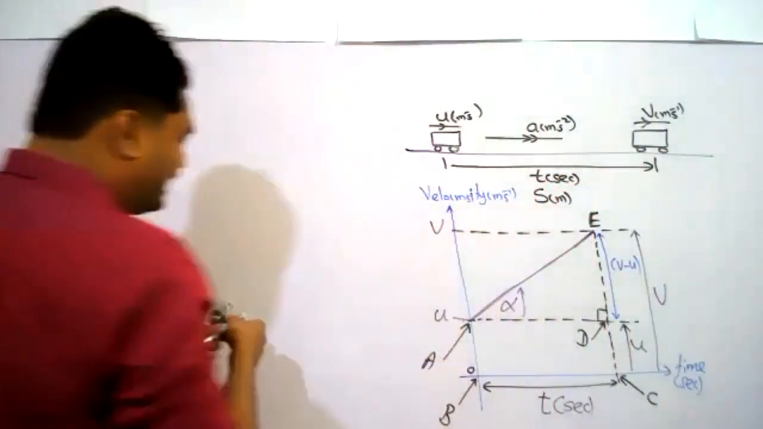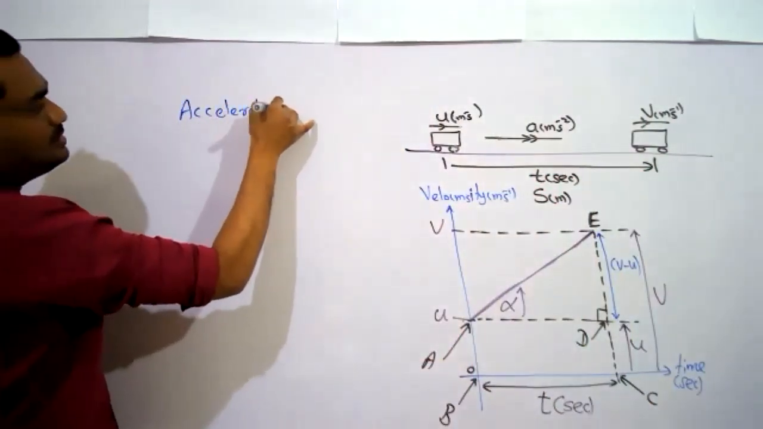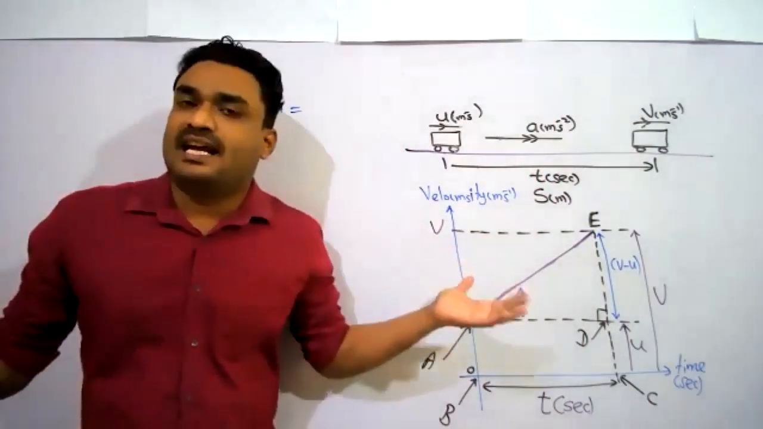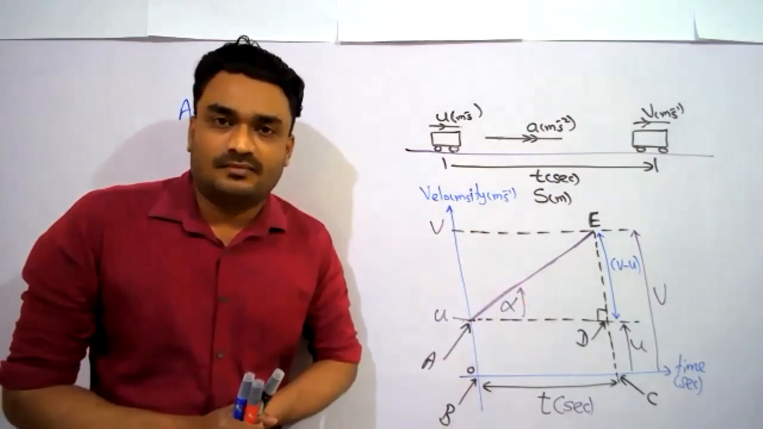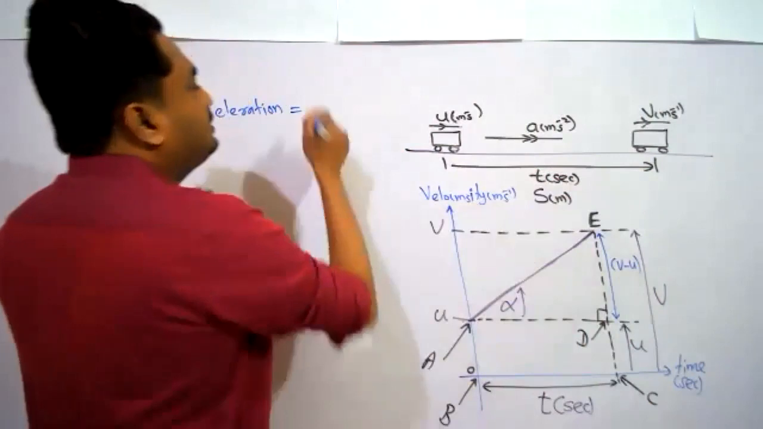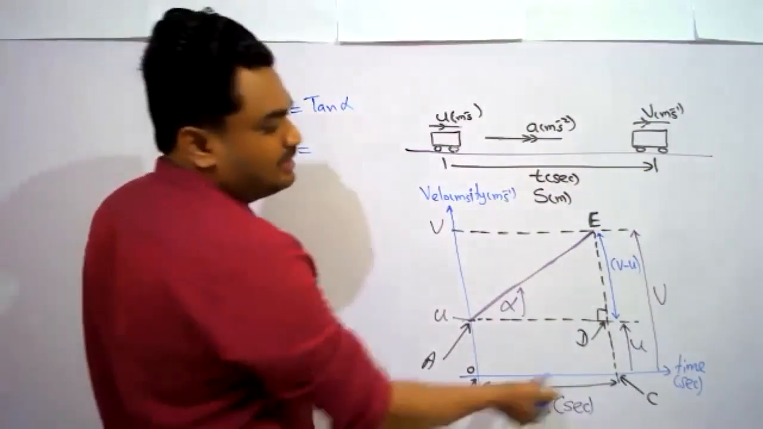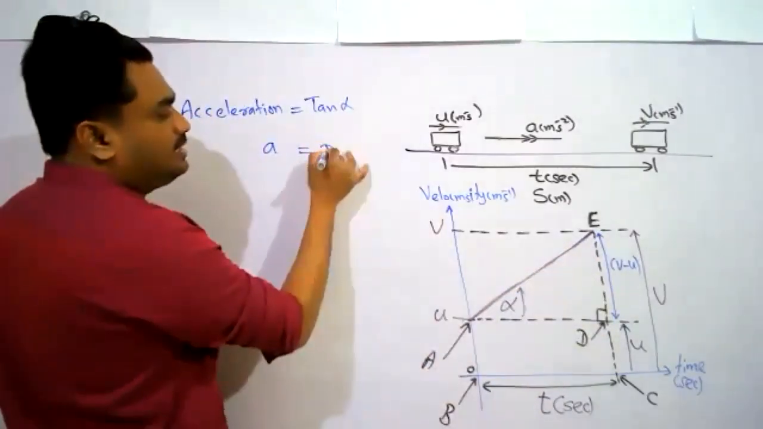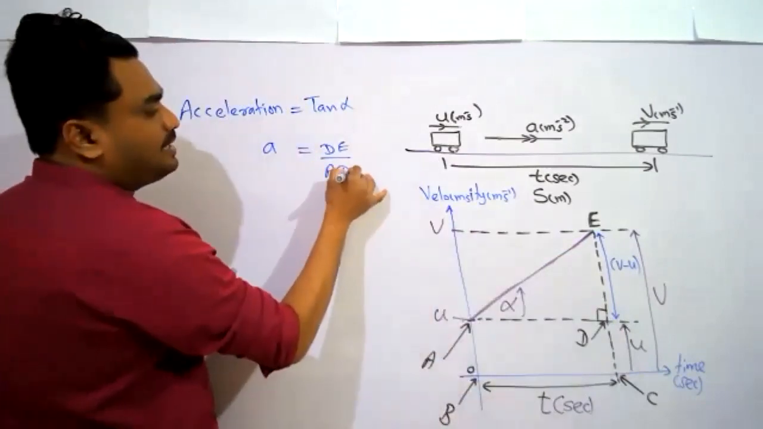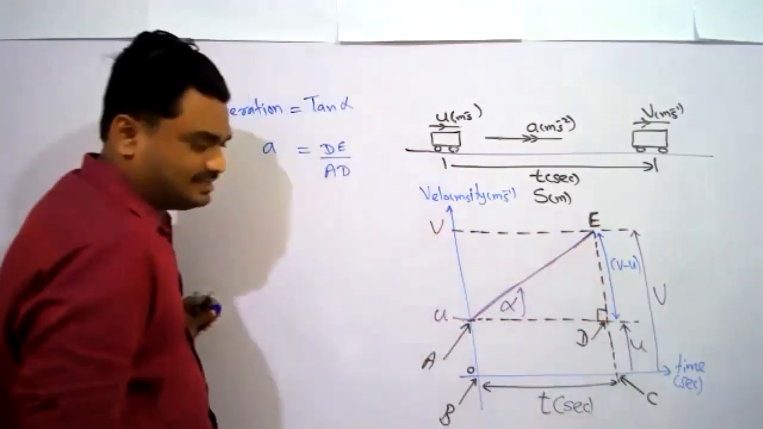Right. So we know that acceleration is equal to gradient. Somebody unmute the mic and tell me, from a velocity time graph, how do you obtain acceleration? Tan alpha, the gradient. That is tan alpha. So a equals what is tan alpha here? Opposite side AA divided by adjacent side AB. Am I right here? Tan alpha is opposite side divided by adjacent side.